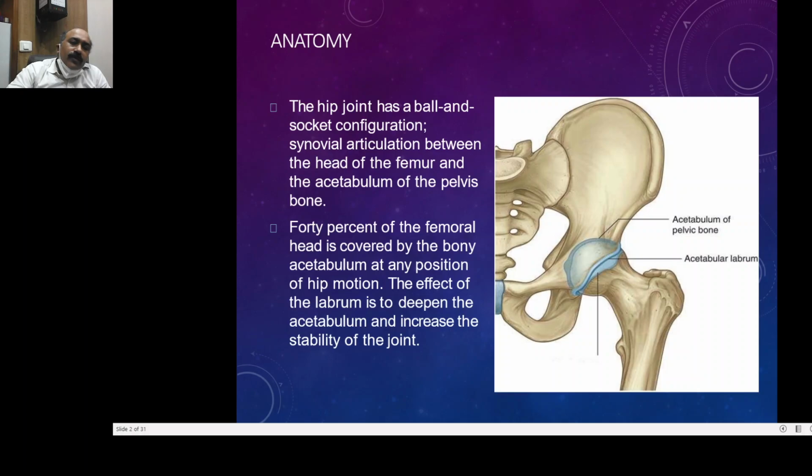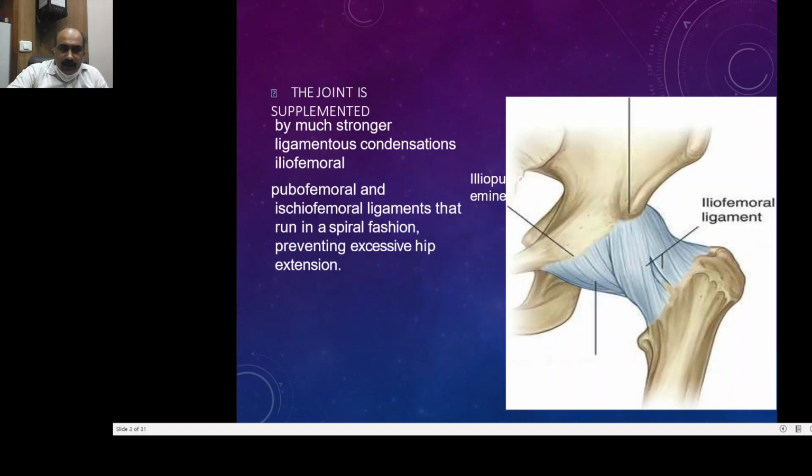40% of the femoral head is always covered by bony acetabulum in any position of hip movement. There is labrum to deepen the acetabulum and to provide stability to the joint. This joint is supplemented by very strong ligaments: iliofemoral, pubofemoral, and ischiofemoral ligaments. They run in spiral fashion and prevent excessive hip extension.